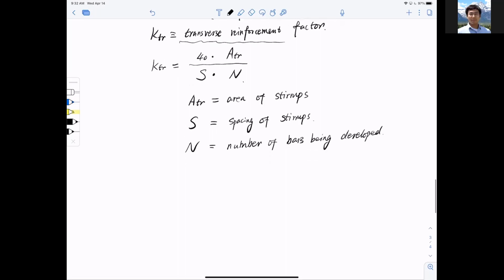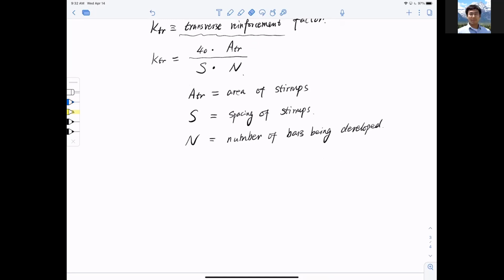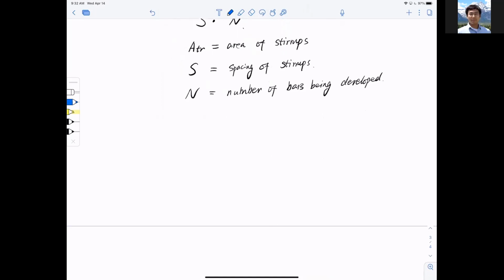Now this is still hard to visualize, so I can provide you a drawing, hopefully to help you understand what this looks like. For example, if I have a beam, and this is a 3D view, a rectangular section like this, and then I have stirrups. I have longitudinal reinforcement, and let's just say I have 4 longitudinal reinforcement that need to be developed.